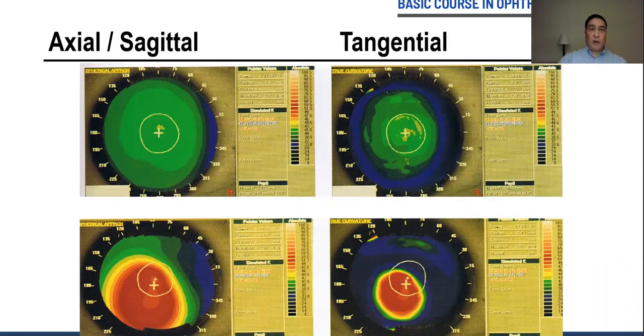You will also see in your cornea readings with the Placido, sometimes what we call axial or sagittal reading and/or tangential. So take a look at this. This is the same eye, sagittal and tangential. This is a normal eye, axial or sagittal, and the same eye will show you a tangential reading, which looks like it's irregular. Here's a keratoconus eye, axial, and here's the same keratoconus eye in the tangential map. So what does this mean?